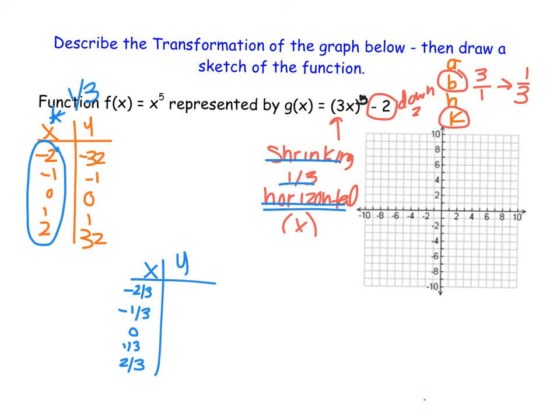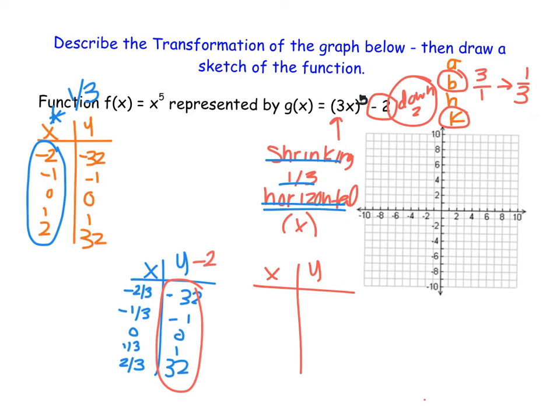Then from here, I also notice that I have a vertical translation that I need to apply. That's this going down by 2. So now I'm going to take my y values, which didn't change after that last one, so they're currently still at -32, -1, 0, 1, and 32. And what I'm going to do here is I'm going to move them all down 2 by subtracting 2 from all of these y values. So from here, if I do that, I end up with -34, -3, -2, -1, and 30.